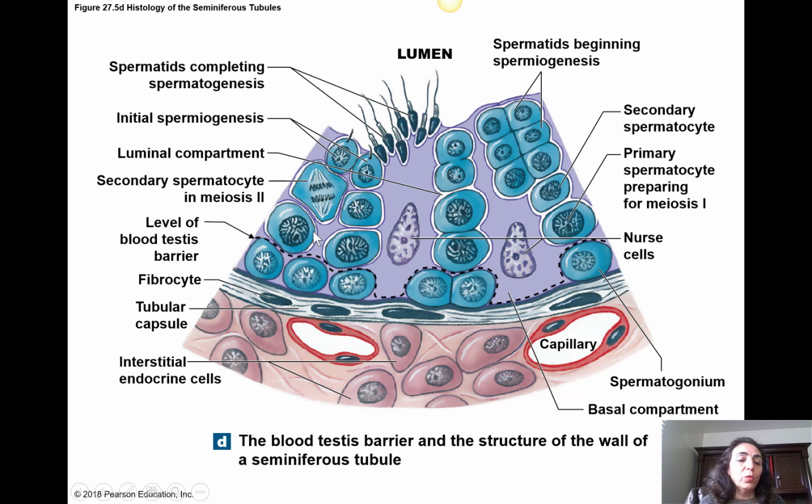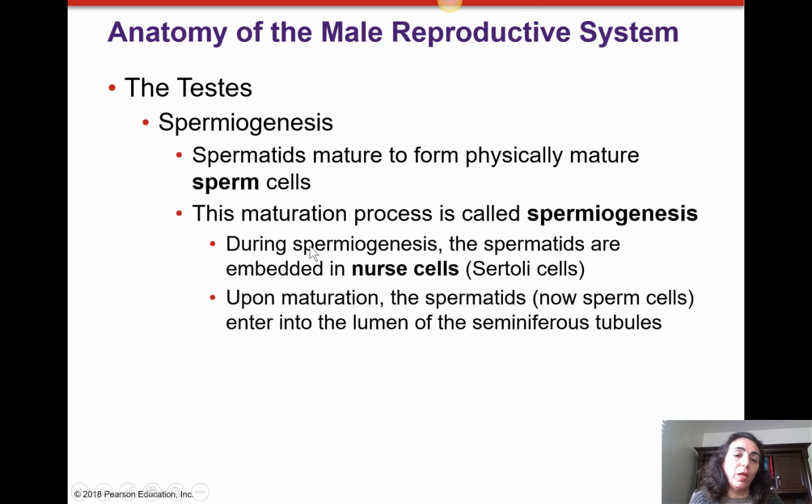Because if these ones get exposed to the blood, the white blood cells and the material that we have inside of the blood, they may start an immune reaction to these ones. Therefore, we have a barrier here so that they keep the border between the material and the cells of the blood and the material of these cells inside of the tubule. So just pay attention, this is the blood testis barrier that we have here.